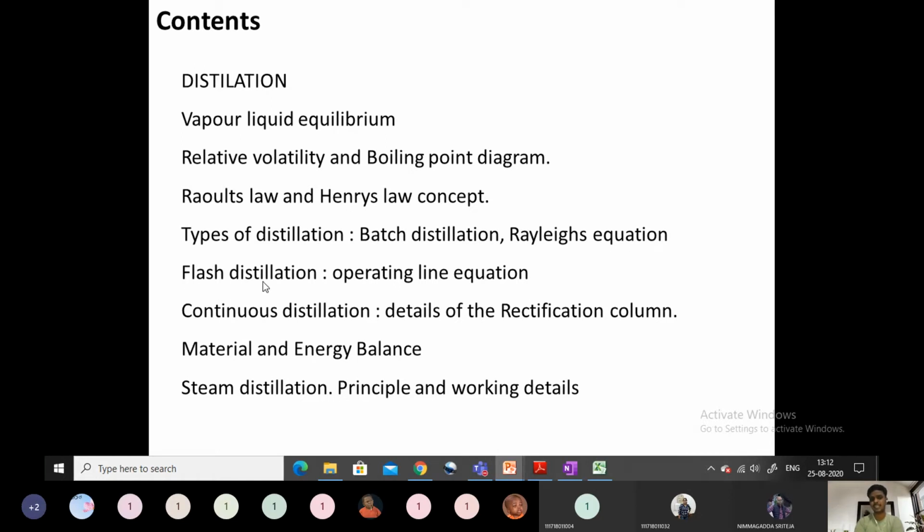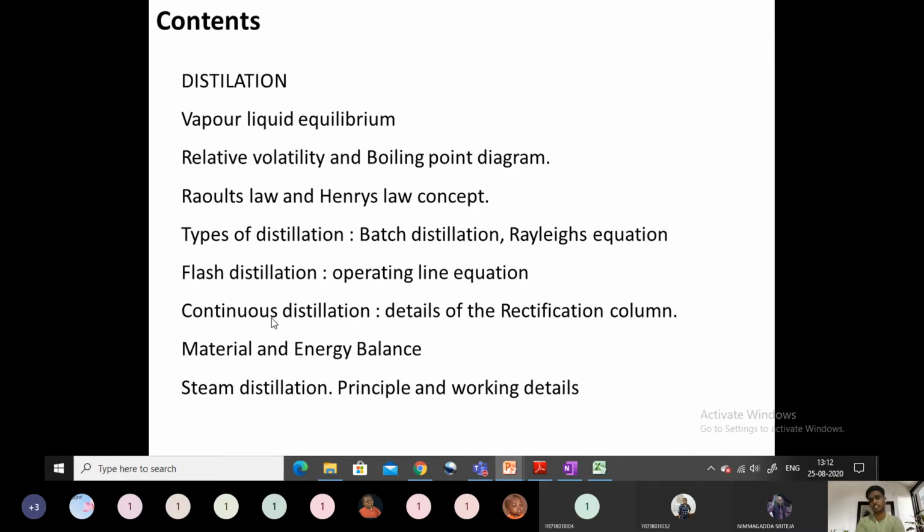So next one is flash distillation. Flash distillation is also called equilibrium distillation, or a single stage operation, or a single plate operation, in which you will have a derivation, and then you will see what is the operating line for the flash distillation column. So you will see the operating line as well as a discussion about flash distillation.